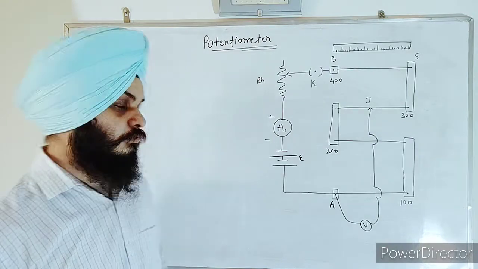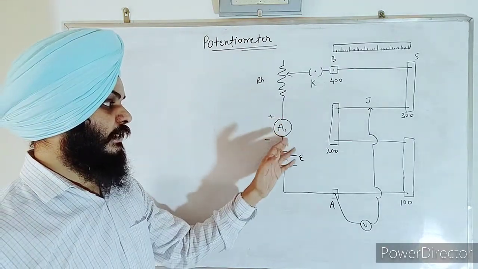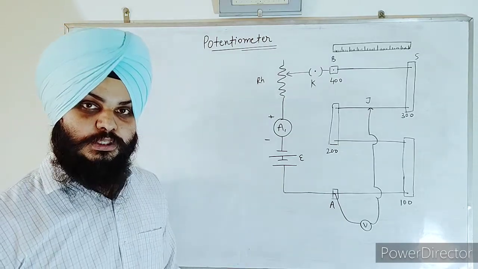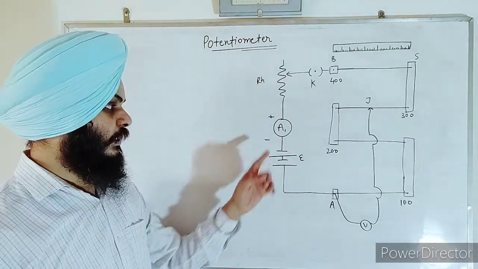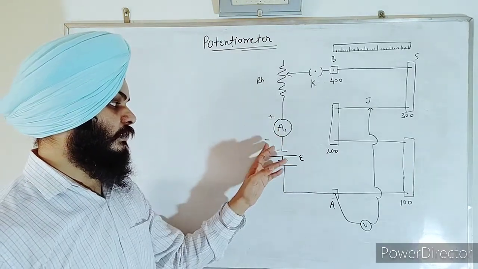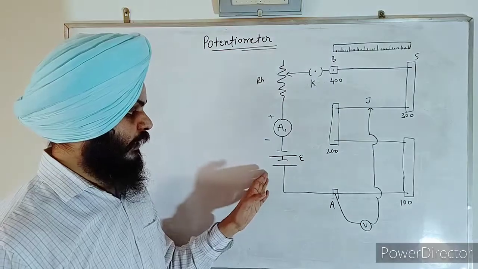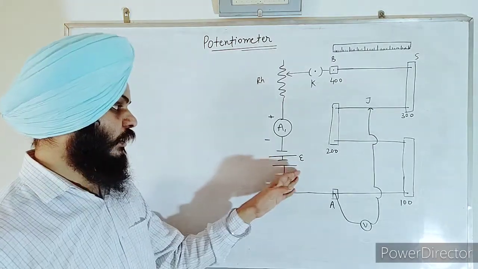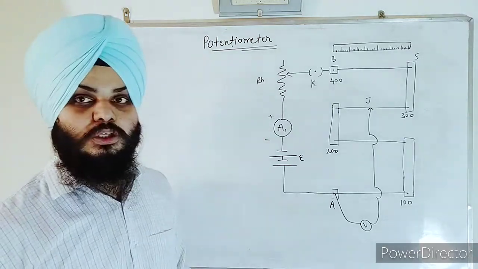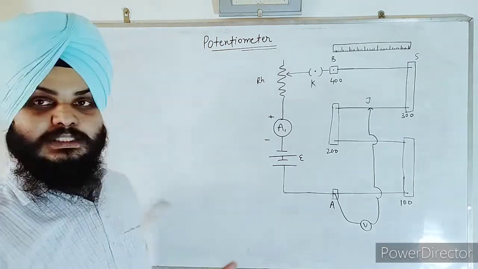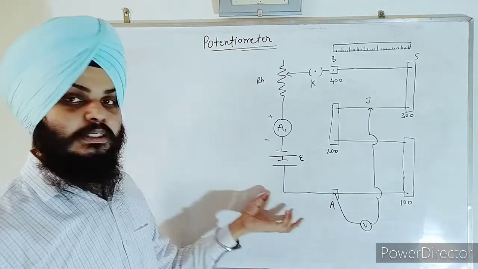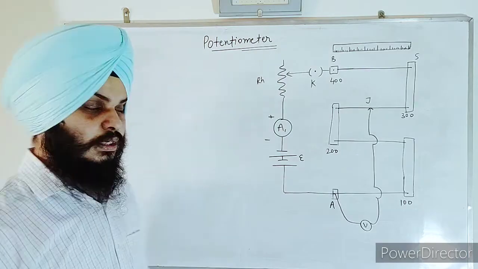Now, this rheostat is connected to an ammeter, marked A1, which will note the current through the circuit. This is the positive end and this is the negative end, as we have connected a battery of EMF E in the circuit, and this circuit is termed the auxiliary circuit. Why is it known so? Because of this, the current flows through the circuit.